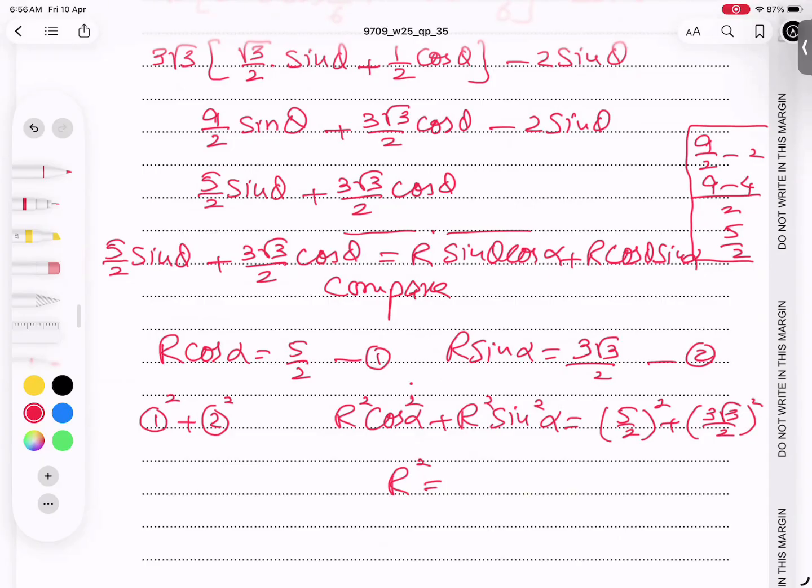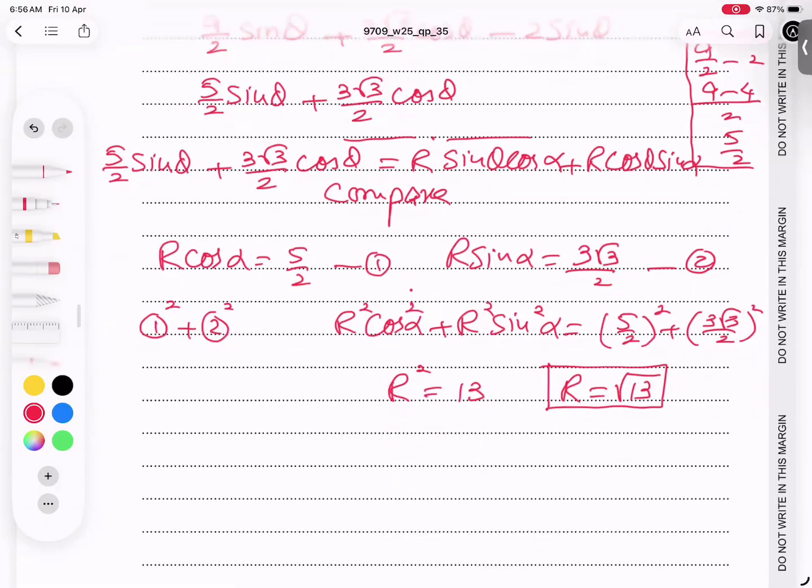Now, what about the other one? If you look carefully at the other part, if you type it directly in the calculator, it gives you 13, and the R value is root 13. I hope our point is very clear. R, we got it. And this value of R, I can copy here or here. I'm putting in root 13 cos alpha equal to 5 by 2. So cos alpha is 5 over 2 root 13.